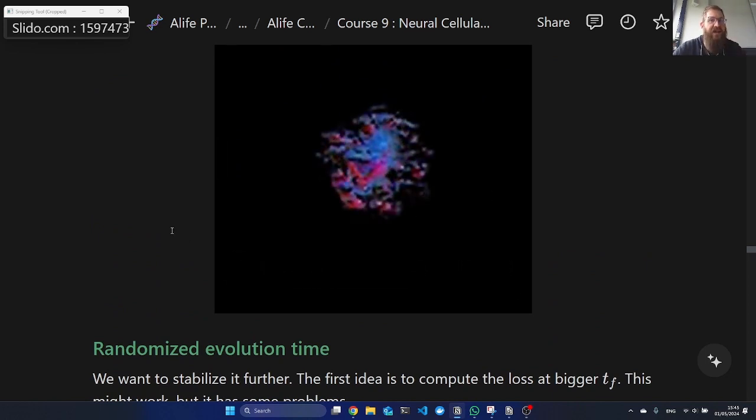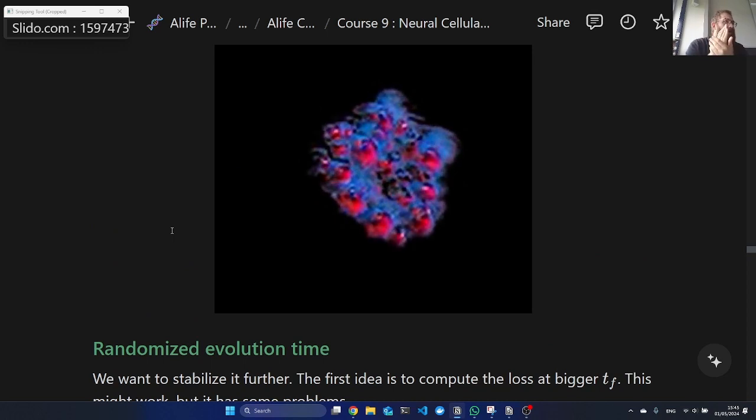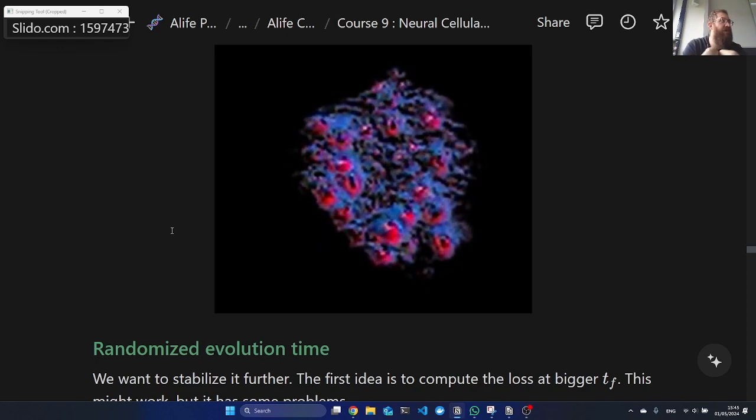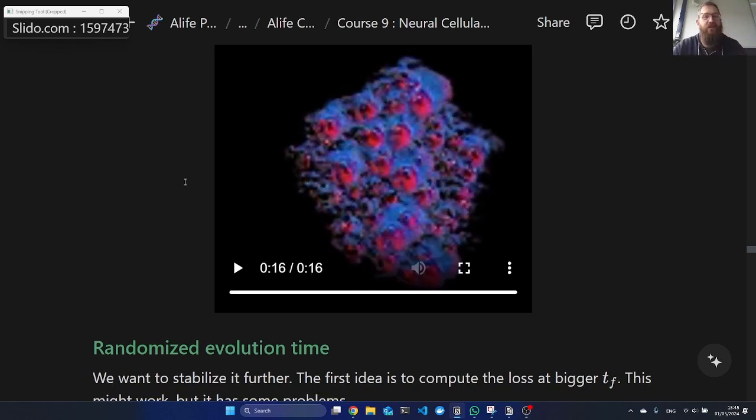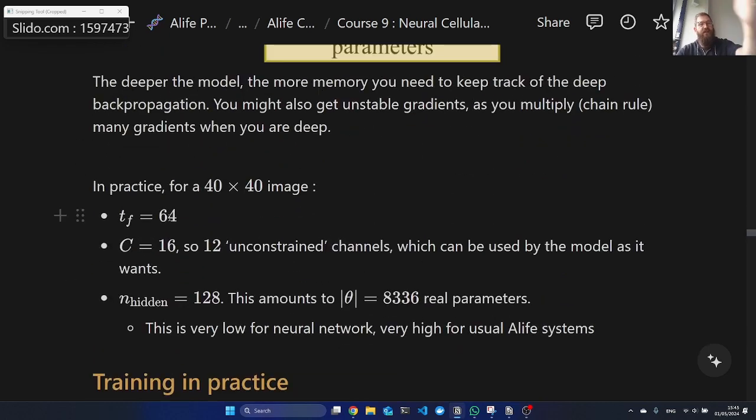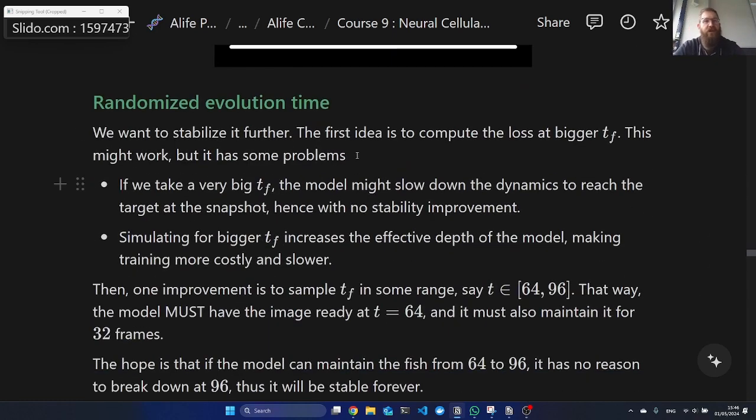And this is a classical case of a misalignment problem: what we asked it to do with the loss was actually not aligned with what we expected it to do. The main problem is that we ask it to have the correct picture at exactly 64 time steps. We never told it that it should keep this picture after the 64. So it turns out that what it learns is to have something that grows up to 64. If you take a snapshot, it's perfect, but then it either continues to grow or it decays back. Okay, so we want to fix this problem. What do we do?